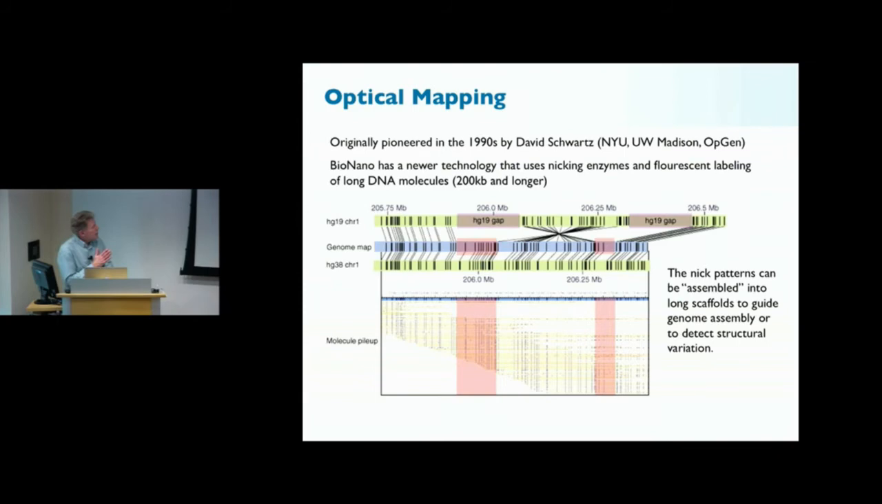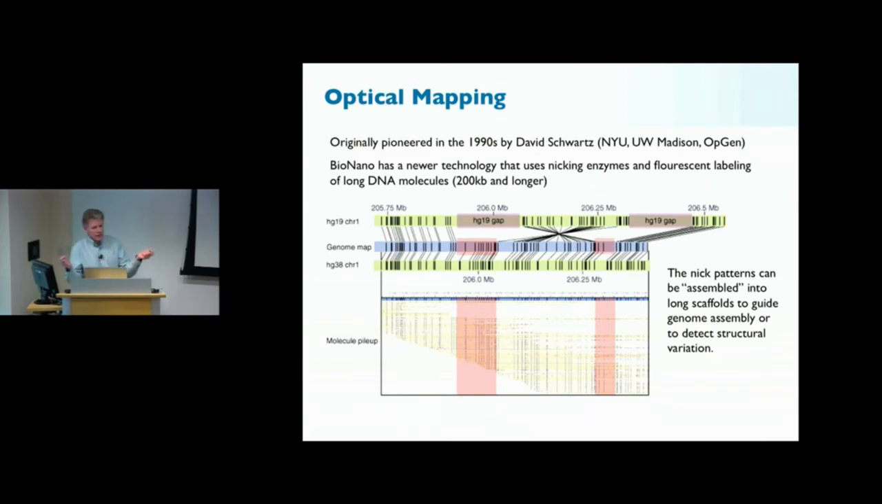Another useful technology in some cases is optical mapping, and there are optical mapping techniques that date back to the 1990s with work from David Schwartz. A more modern version is BioNano. What these have in common is you take really long molecules, like a couple hundred kb, and then in the case of BioNano, for example, you use a nicking enzyme to nick the DNA at a fixed restriction site, and then you can fluorescently label those sites. So you get this kind of beads on a string when you image it, and you can see these little fluorescent spots along the long molecule.